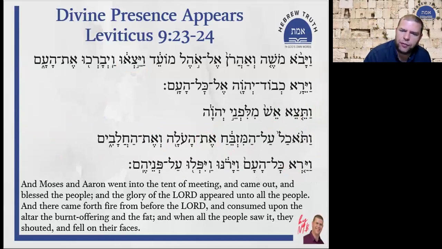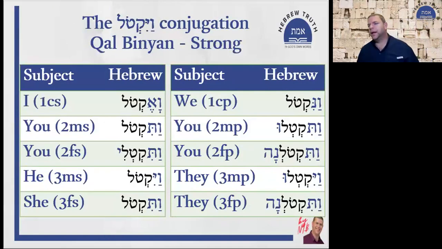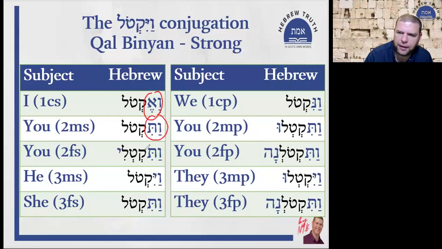Let's review the Wayyiqtol in the Kal Binyan, as far as the strong verbs. Okay, so we have a Wayyiqtol with the Aleph for the first person common singular, Vayyiqtol, second person masculine singular, and as we said, it's also the third person feminine singular. We had it with Vayyetze esh and Vatochal.